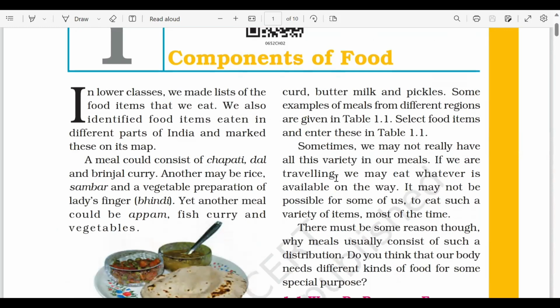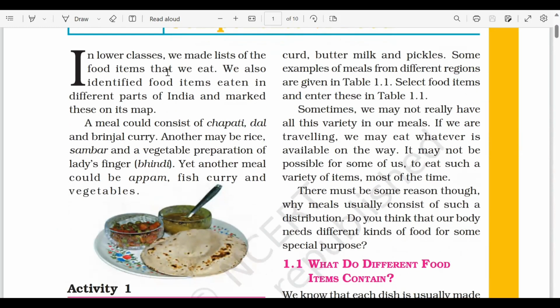So sometimes we may not really have all these varieties in our meal. ऐसा बहुत situation आता है हमारे life में जहाँ पे हमें ये सारे varieties नहीं मिलते हैं खाने को, especially when we are traveling. Okay, we cannot get everything on our plate. So it may not be possible for some of us to eat a variety of items most of the time.